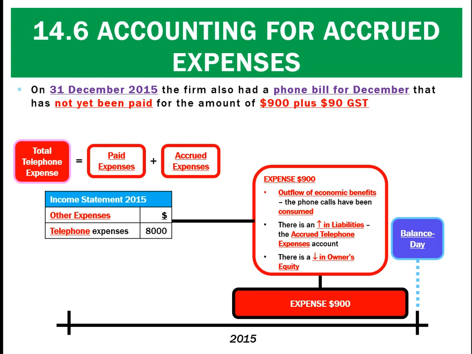So in our income statement, we're going to need to adjust our telephone expense amount. So at the moment, what we've got is an expense showing of $8,000 because that's the amount that we have already paid. But we've also got an accrued amount here that we haven't added in yet. So what we'll do is make an adjustment and say, yes, we've got the $8,000 that we paid, but we've also accrued another $900. So really, that telephone expense amount should be $8,900.